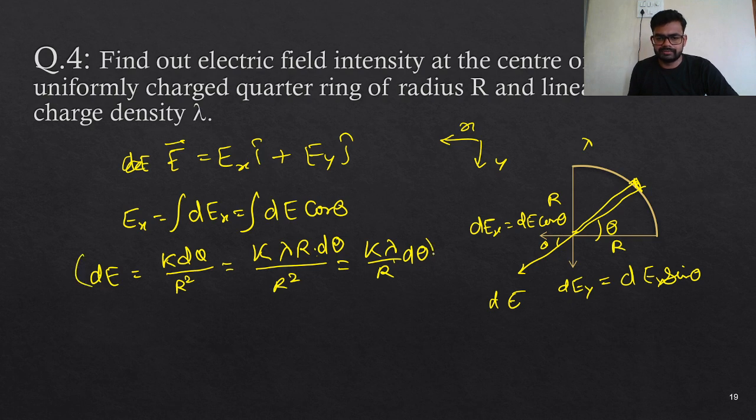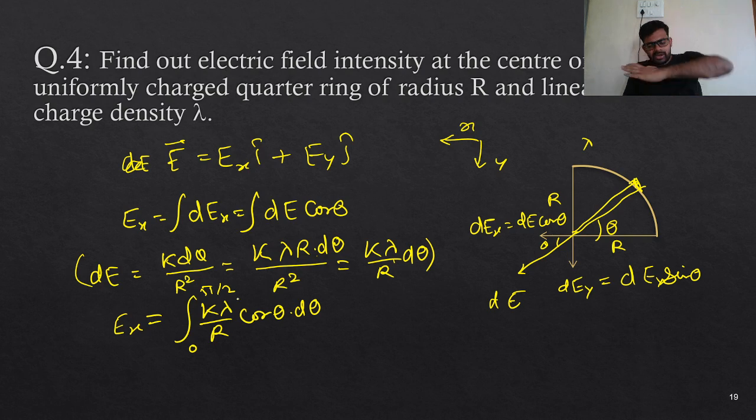So what will you get? You'll get Ex is equal to k lambda by r, and here you will write cos theta d theta. That's all. From where to where? 0 to pi by 2. Do you know it is varying from 0 to pi by 2? It is a quarter ring, one-fourth of a ring. That's why.